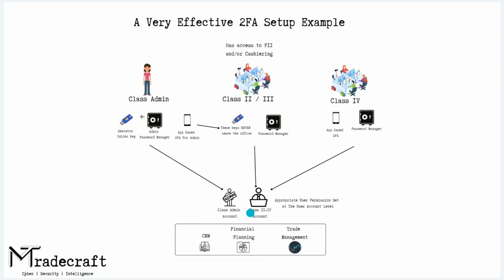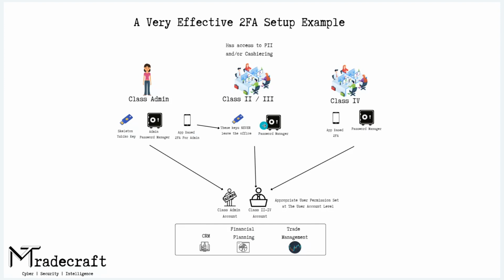So class admin had a YubiKey and an admin password manager that they would use to monitor the entire firm. So these are going to be your CCOs. The CCO should have the skeleton YubiKey. The CCO should be able to go to any system, put in that YubiKey, and have access to do CCO-type things like collect data that we're talking about in the policies and procedures manual. So I would always have a skeleton key for my class admin.